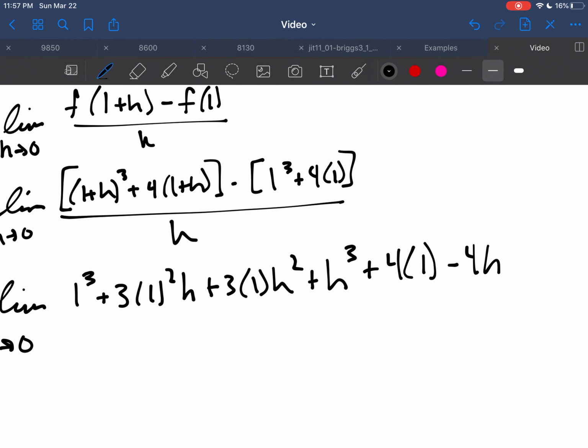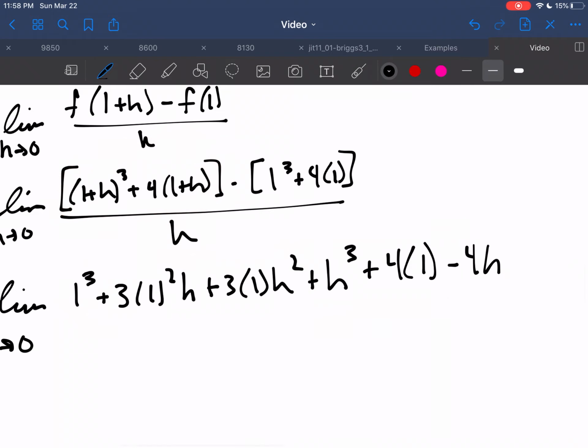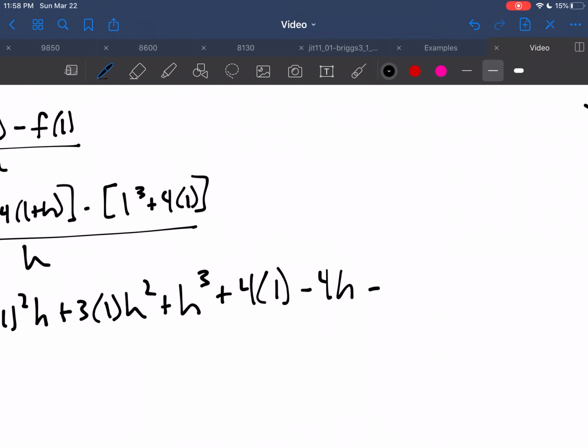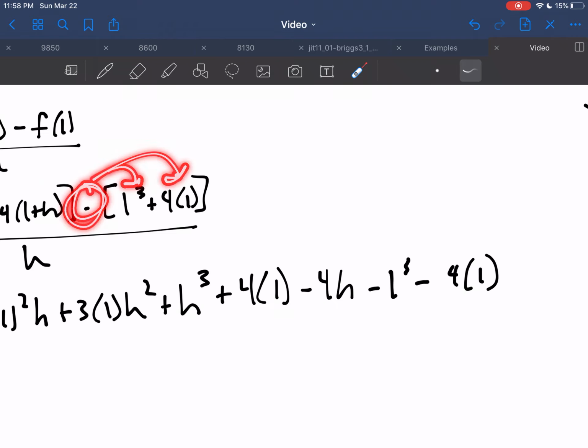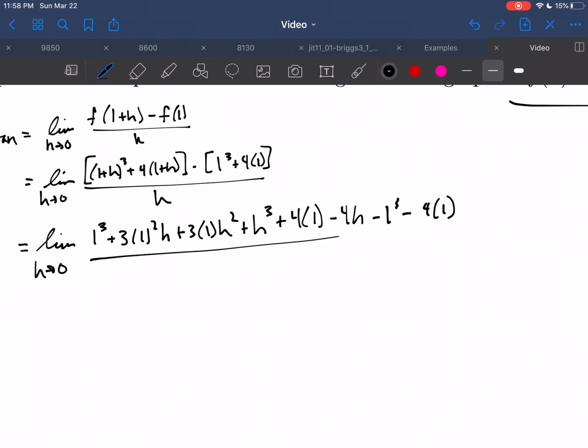Okay, now we got it all. All of this comes from this first piece. Okay, which is okay. It looks a little messy, but it's okay. It's what we're supposed to get. We've got to expand it out. Okay, and then we have minus 1 cubed minus 4 times 1, making sure we distribute this negative to both terms. Okay, and all of that divided by h.